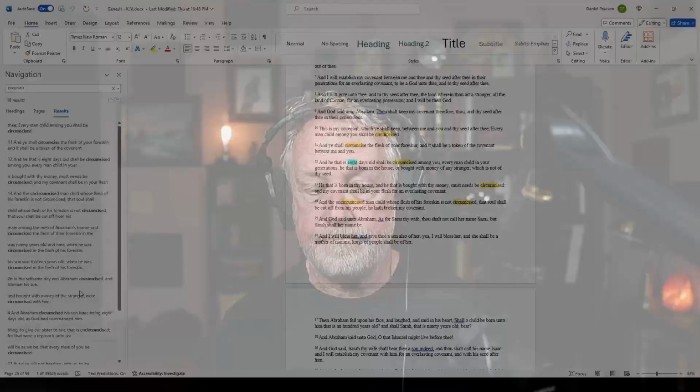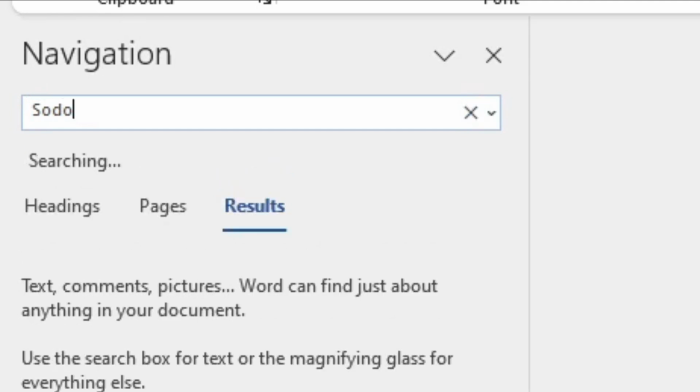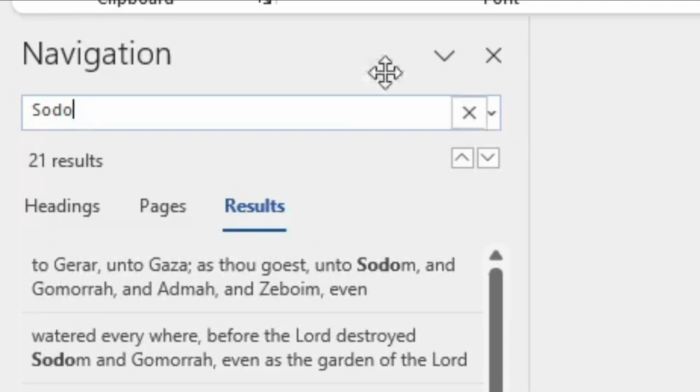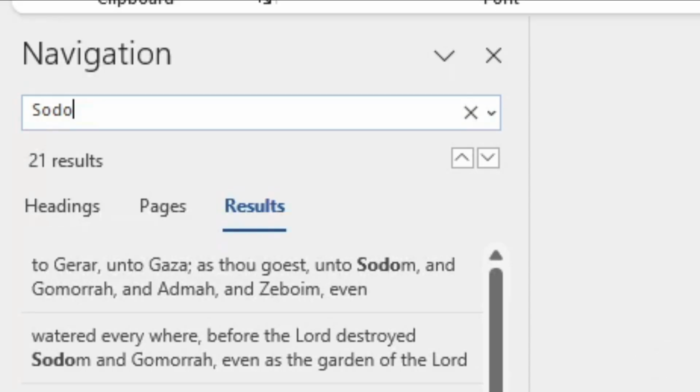But watch. All right, let's grab Sodom. We know Sodom is a place that needs to be destroyed, right? And if I go pull up how many times Sodom appears, it's 21 times. 20 was one of our analogs of a good place to be, and 21 is the next step.